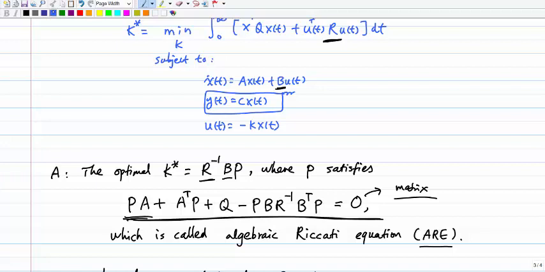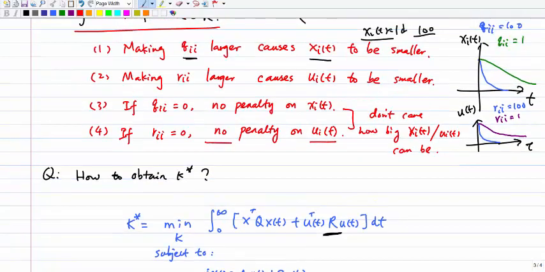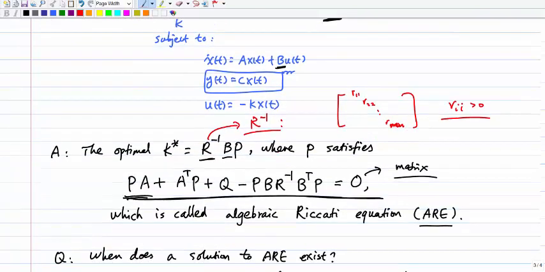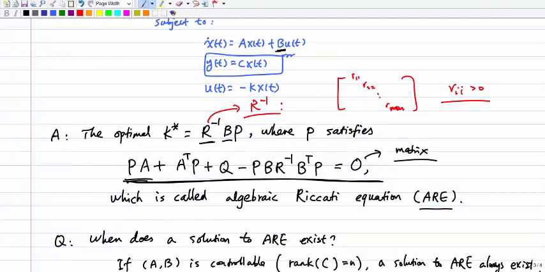There's one assumption here, because we need to compute the R inverse. If I assume R is diagonal, R11, R22, up to RMM, that means each Ri has to be positive; it cannot be negative, and it cannot be 0. If it's 0, you don't have an inverse. So in order to solve the ARE, I cannot have 0 penalty on Ui, otherwise I cannot find the optimal K star. Alright, so this is how we solve it.